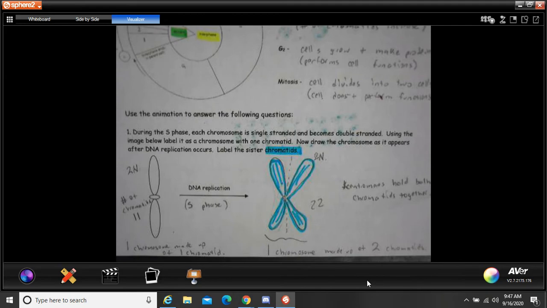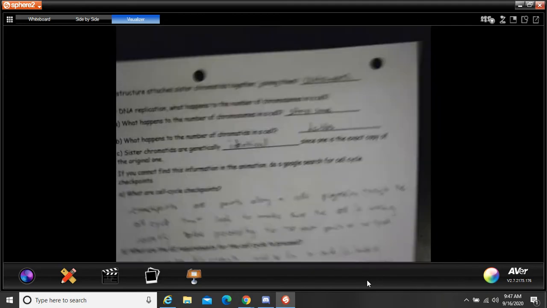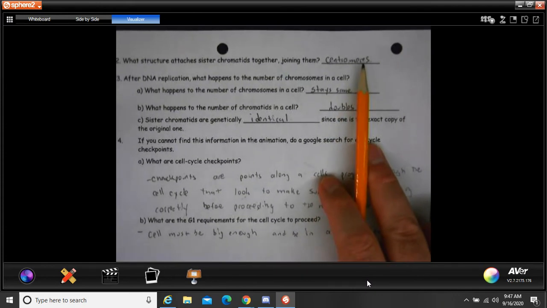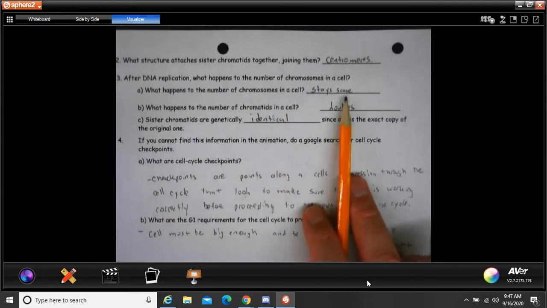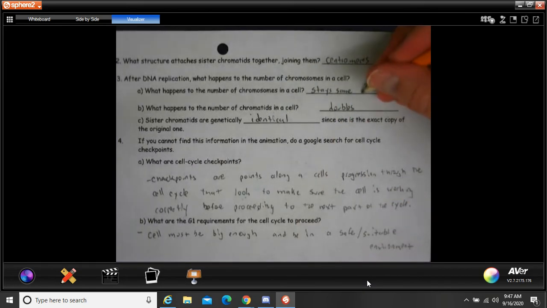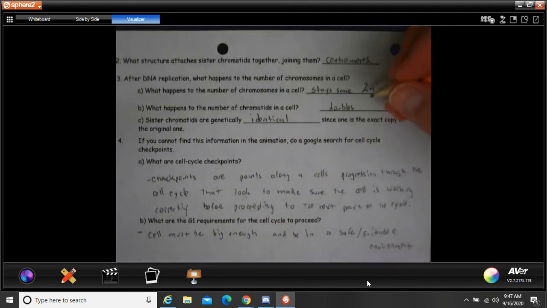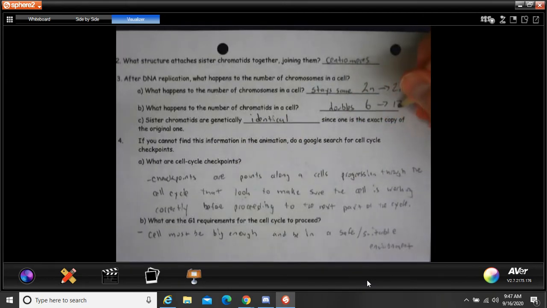Okay? And that was the answer for the first question there, centromeres. Number of chromosomes, as we talked about before, stays the same. So I think in the video it should have been 2N, and after S phase, it should still be 2N, no change. Now if you look at number of chromatids, if you started off with, let's say, 6, you end up with 12.